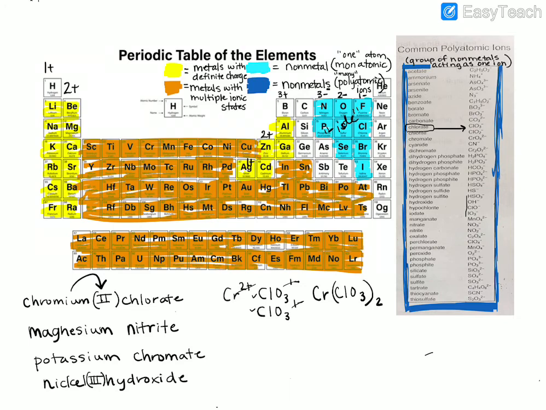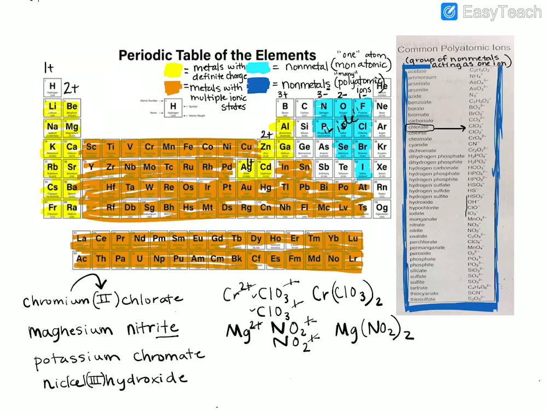Now, our next one has magnesium, which is a metal with a definite ionic state of always 2 positive. So that's going to be magnesium, 2 positive. Now, nitrite, that's a polyatomic ion. Go over here. This is in alphabetical order. Here's nitrate. This is nitrite. Nitrite is NO2 with a 1 negative charge. I'm going to need another nitrite ion so that these can cancel. So this would be magnesium, NO2 in parentheses, 2.